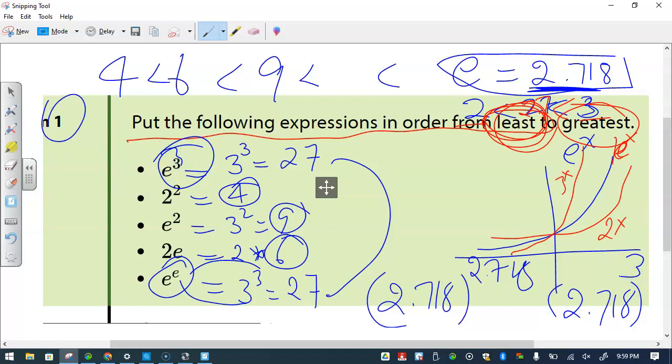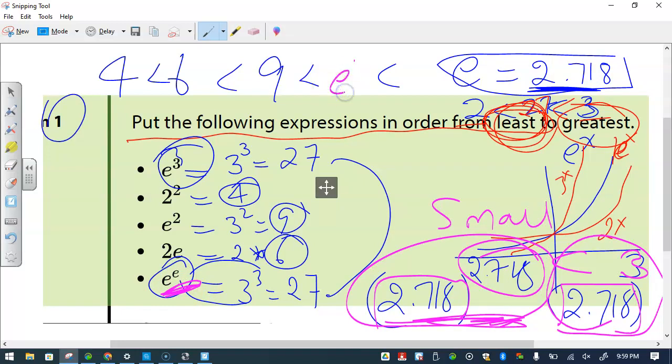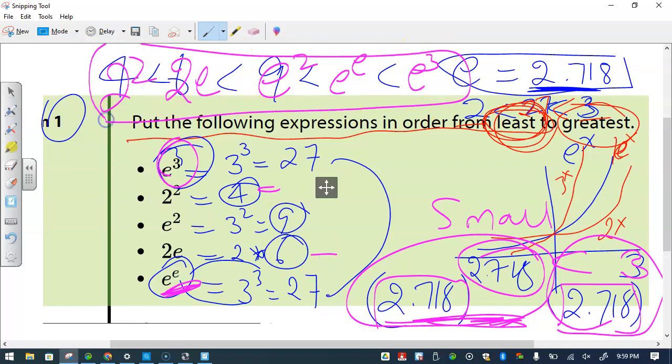You can clearly see this is the same base, but the top number here is less than 3. So this left side will be smaller, and this will be larger. So e raised to e, and this will be the biggest, e raised to 3. 9 is e squared, 6 is 2e, and 4 is 2 squared. So that's how it is. Hope that helps. Let's go to the next.